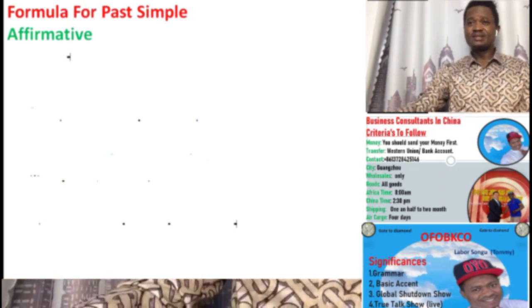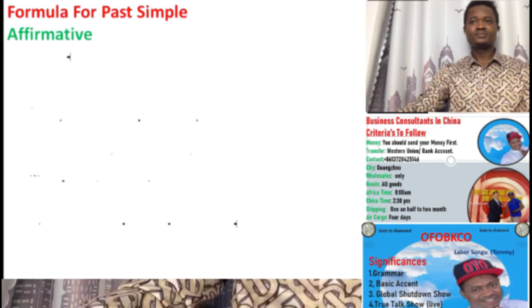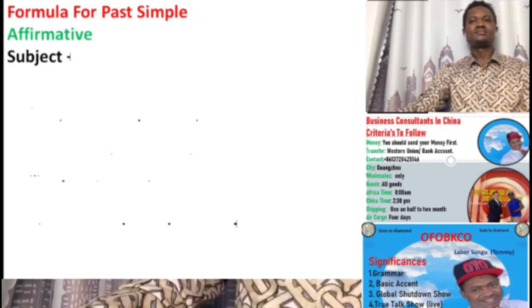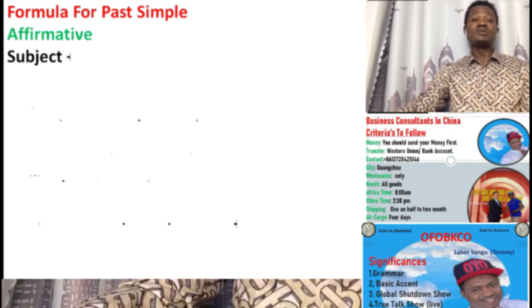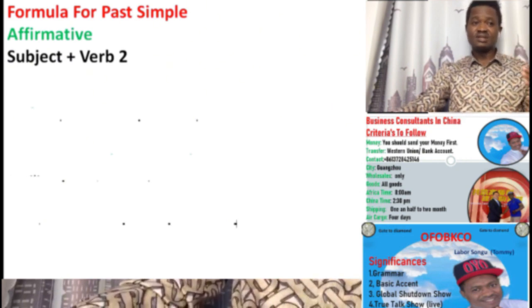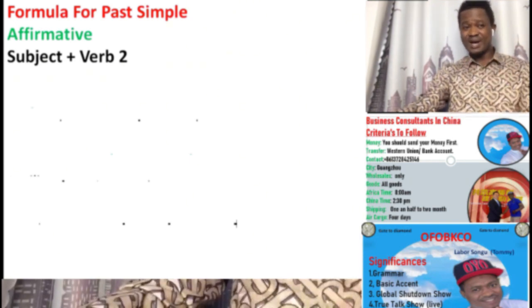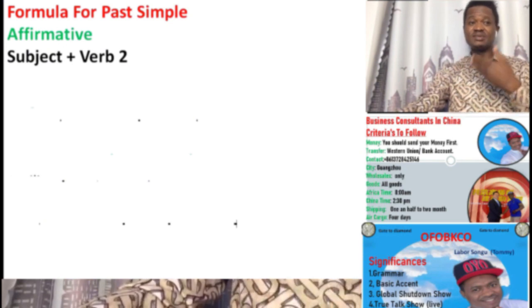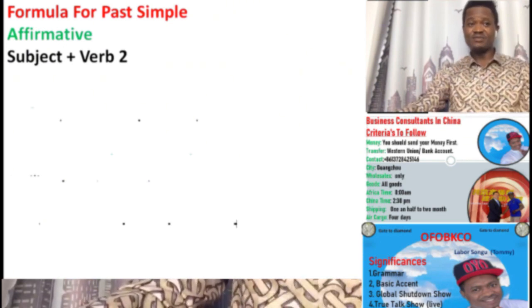All right, guys, let's go. Affirmative form, that is the positive form. So the formula got to be: subject plus V2 verb. When we talk about the V2 verb, we have the V1 verb, that is the base form, and the V2 verb, that is the past form. So we're going to use the V2 verb, that is the past simple, the past form.